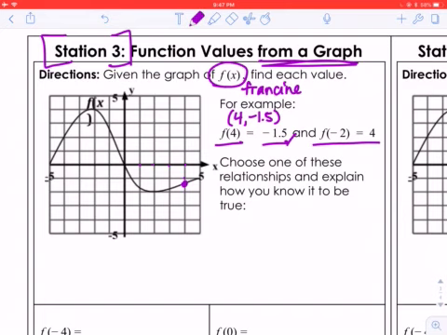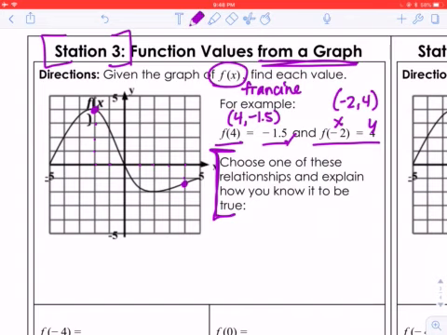For this one here, this means that when x equals negative 2, y equals 4. So negative 2 comma 4. So I'm going to go over negative 2, up 1, 2, 3, 4. I can see that that's a point there. So it says choose one of these relationships and explain how you know it to be true. So you're going to explain how you know that one of these points is correct.